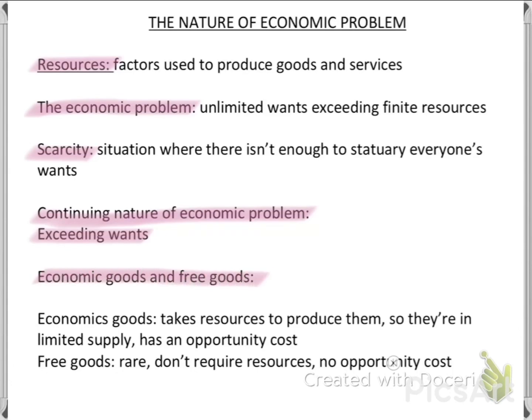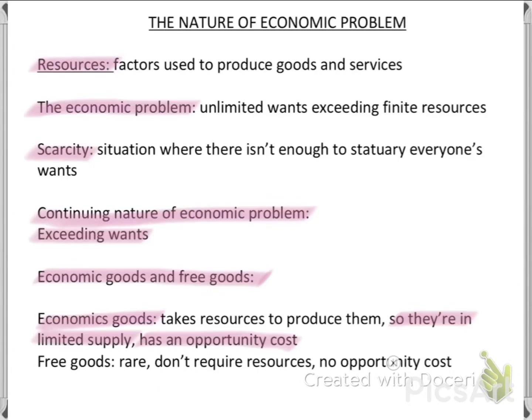Economic goods and free goods. Economic goods are the goods which take resources to produce them. So anything which needs resources to produce them. For example, a television. So television needs resources to produce them. So they are in limited supply because we need resources. So those resources are also in limited supply. That means the goods also will become in limited supply. And therefore it has an opportunity cost. Since here we need to make a choice between which good we want, there'll be an opportunity cost occurring.